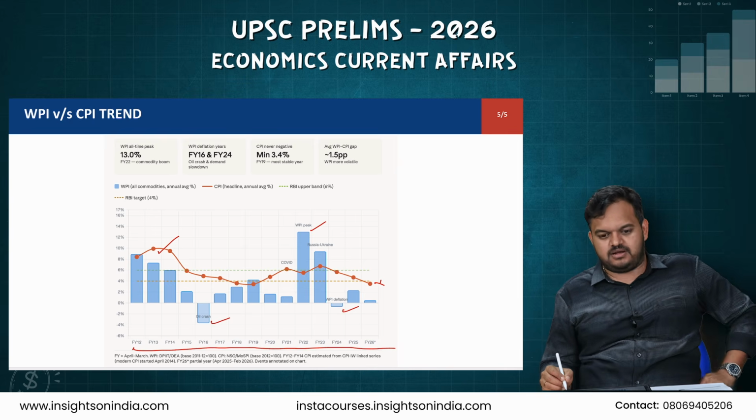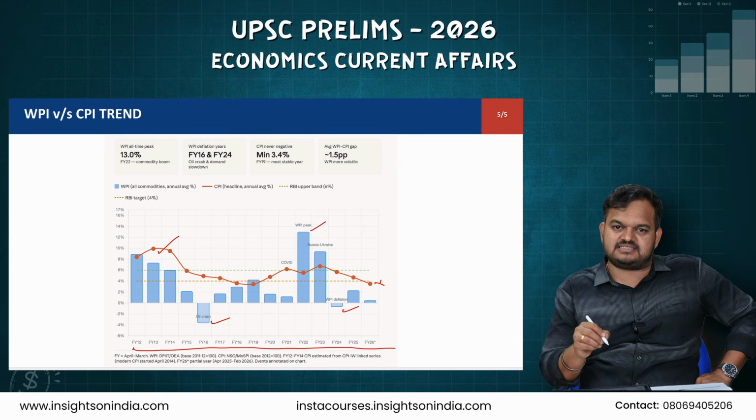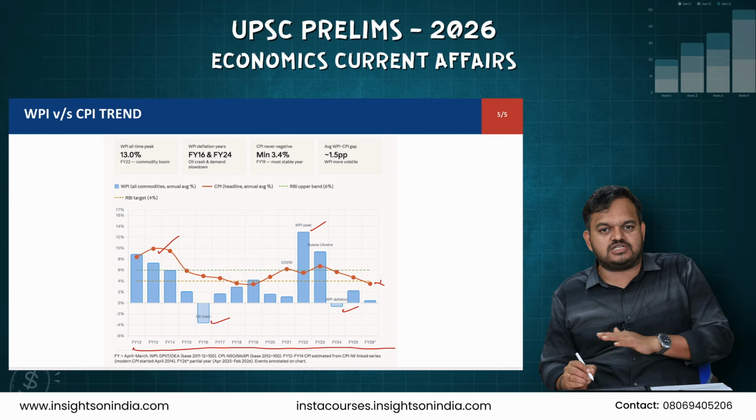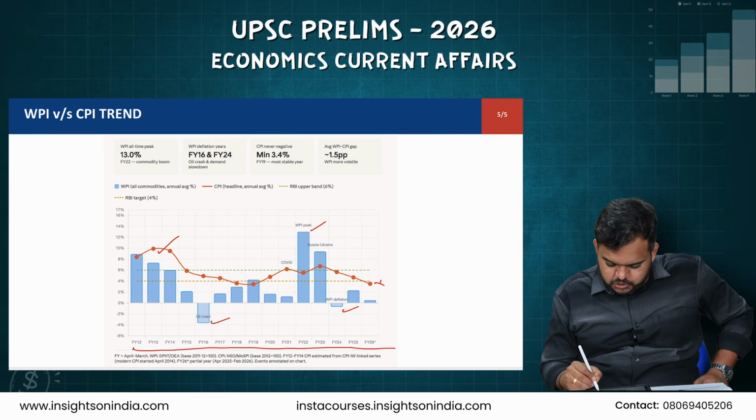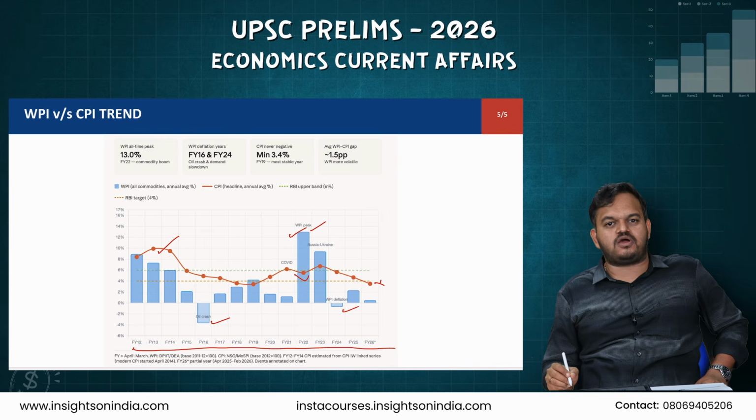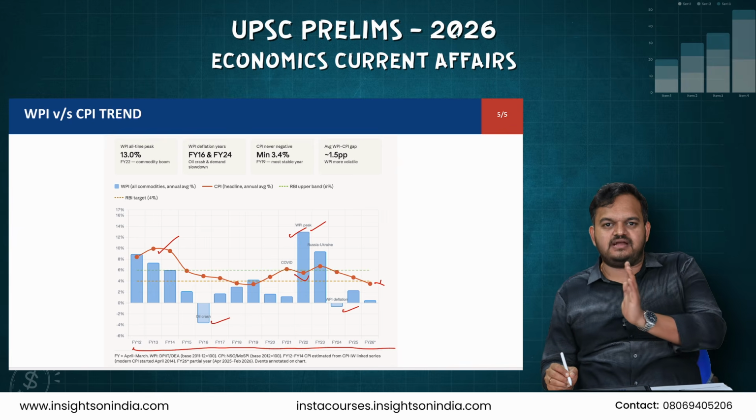These things are important. So are they correlated with each other? That means what? If the WPI rises, CPI also rises. If the WPI falls, CPI also falls. No such correlation. Look at this. Though the WPI is at its peak, CPI has come down. Got it? So there is no such strong correlation between WPI and CPI.